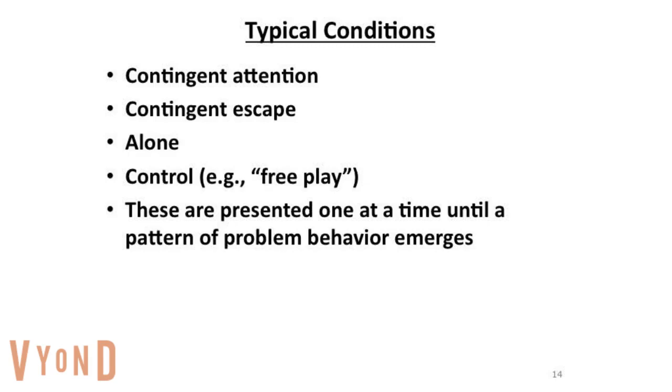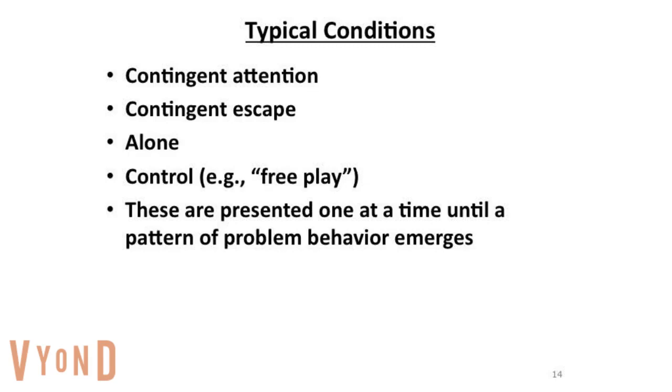So there are 4 conditions when you are running a functional analysis. And the first one is contingent attention. The next one is contingent escape. Then there's the alone condition, and then the control condition or the free play condition. And in your text, they go into detail as far as what you do in each condition. But basically in the contingent attention, when they exhibit the behavior, you're going to actually give them attention for the maladaptive behavior. If it's contingent escape, that means you're going to present a task. When they exhibit the behavior, you're going to remove the task. So you're temporarily reinforcing the maladaptive behavior.